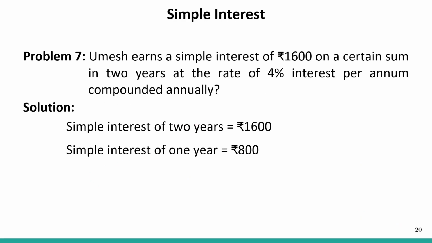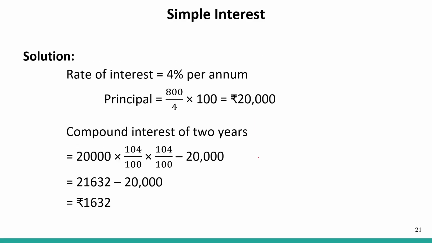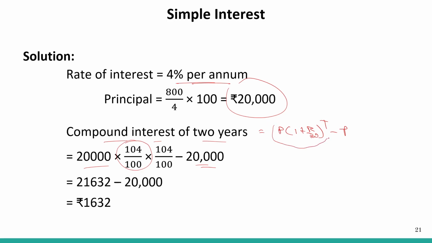So let's see the step-by-step solution. So simple interest for 2 years will be this much. Simple interest for 1 year will be what? 800, right? So rate of interest is equal to 4% per annum. So principal amount is what? 20,000, right? So compound interest for 2 years will be 20,000 into 104 into 104 whole by 10,000, minus 20,000. Because CI is equal to what? P into 1 plus R by 100 whole power T minus P, right? Because this is the formula for amount.